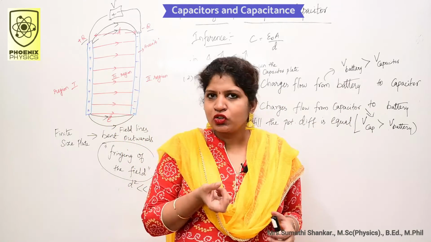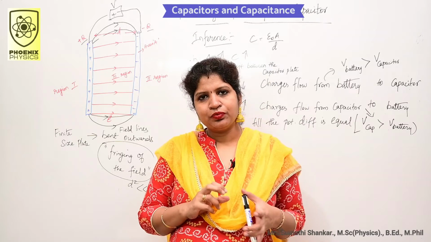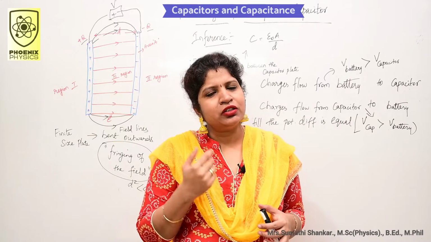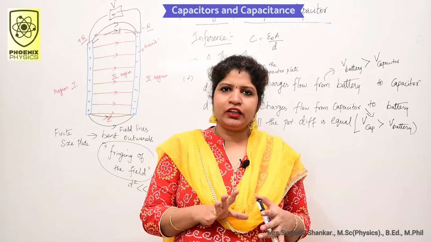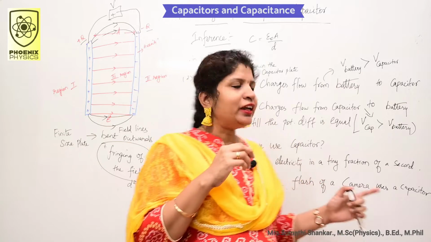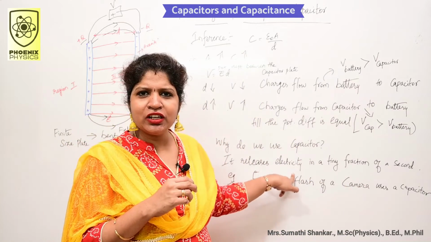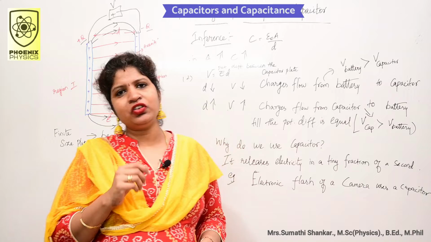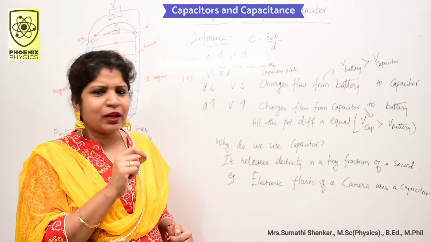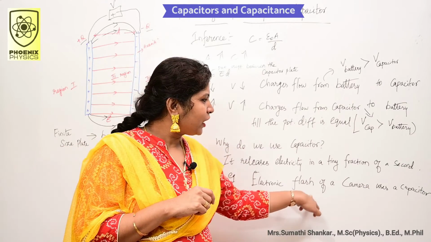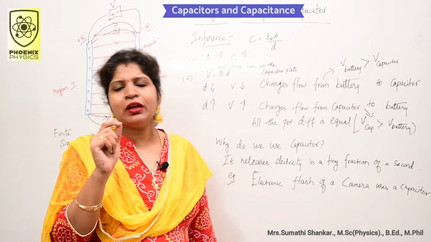Capacitors are otherwise called as condenser. Why do we use capacitor? It stores electrical energy because it releases electricity in a tiny fraction of a second. One of the examples is electronic flash of a camera uses a capacitor.